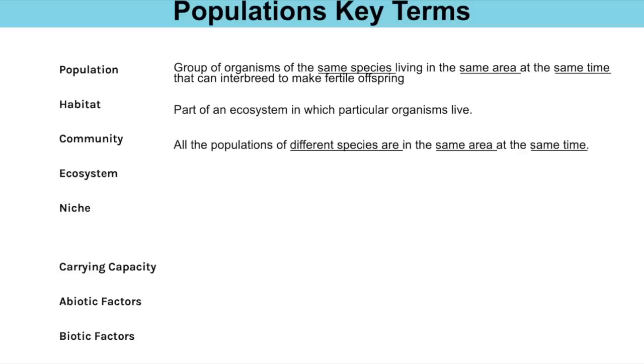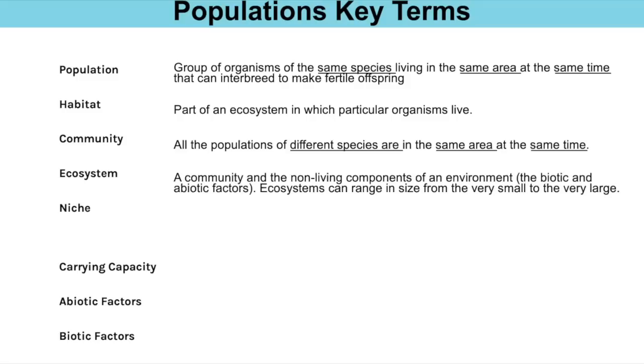Community, so this is all the populations of different species in the same area at the same time. The ecosystem, so that is the community and the non-living components of the environment, so essentially the biotic and the abiotic factors. And you need to have an awareness that ecosystems can range in size from being very small to very large, like global.